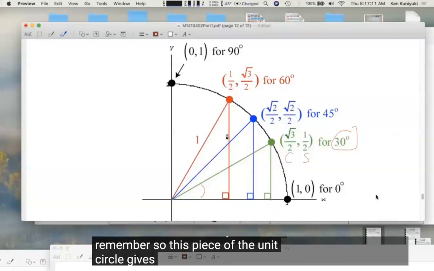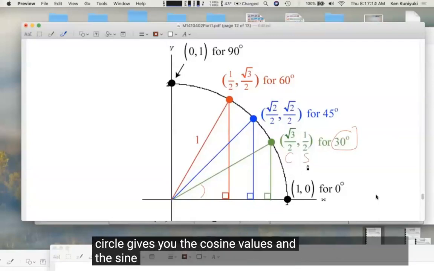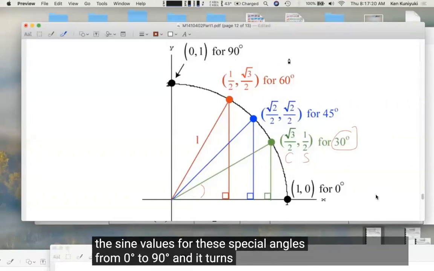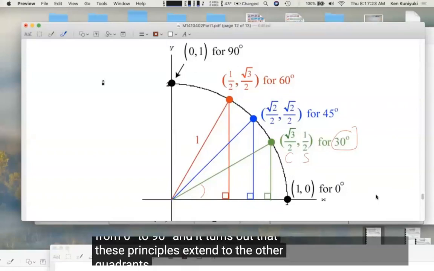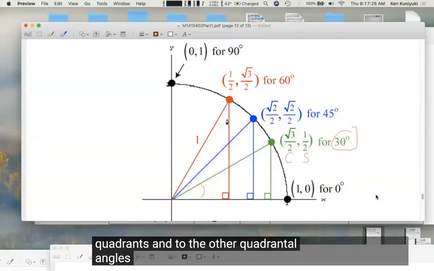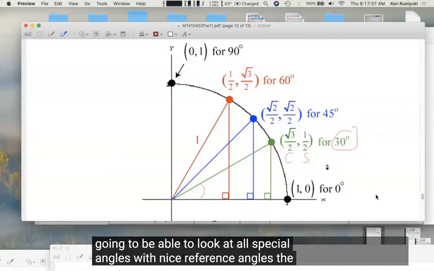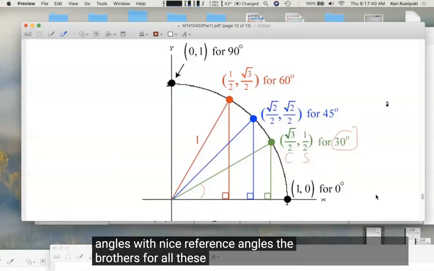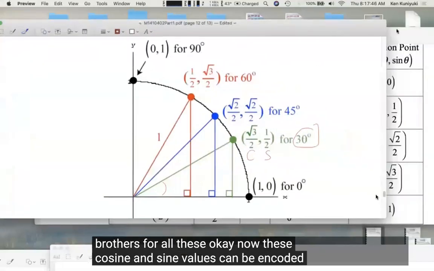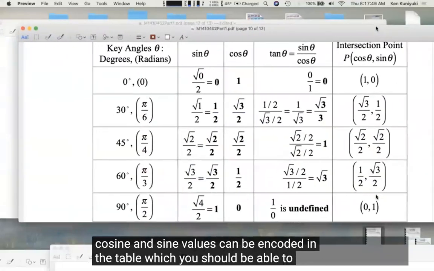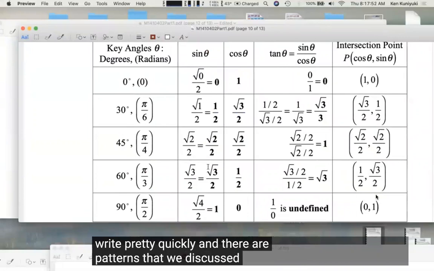So this piece of the unit circle gives you the cosine values and the sine values for these special angles from 0 degrees to 90 degrees. And it turns out that these principles extend to the other quadrants and to the other quadrantal angles. Here, we're looking at the special angles in quadrant 1 and the nearby quadrantal angles. But we're eventually going to be able to look at all special angles with nice reference angles, the brothers, for all these. Okay, now these cosine and sine values can be encoded in the table, which you should be able to write pretty quickly. And there are patterns that we discussed last time.